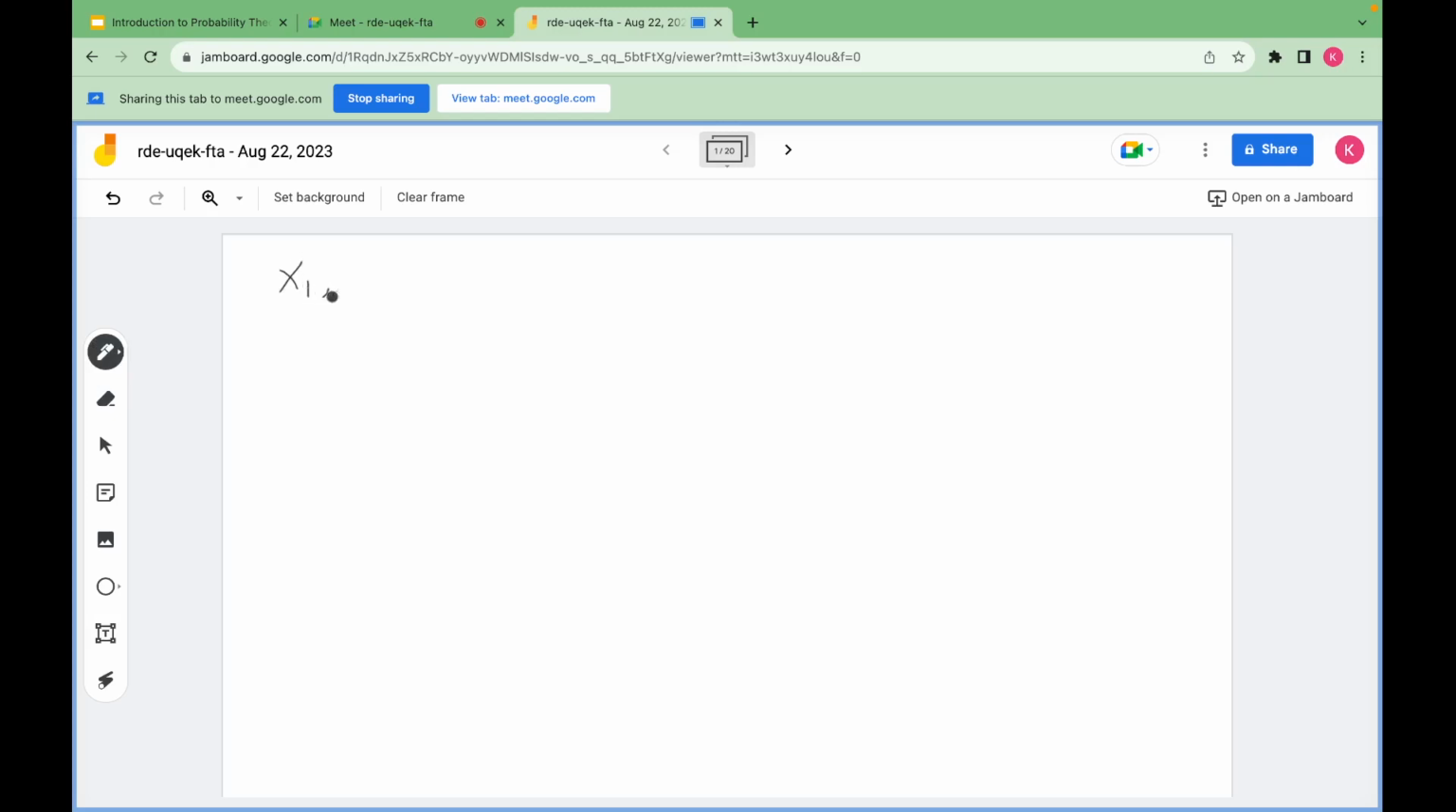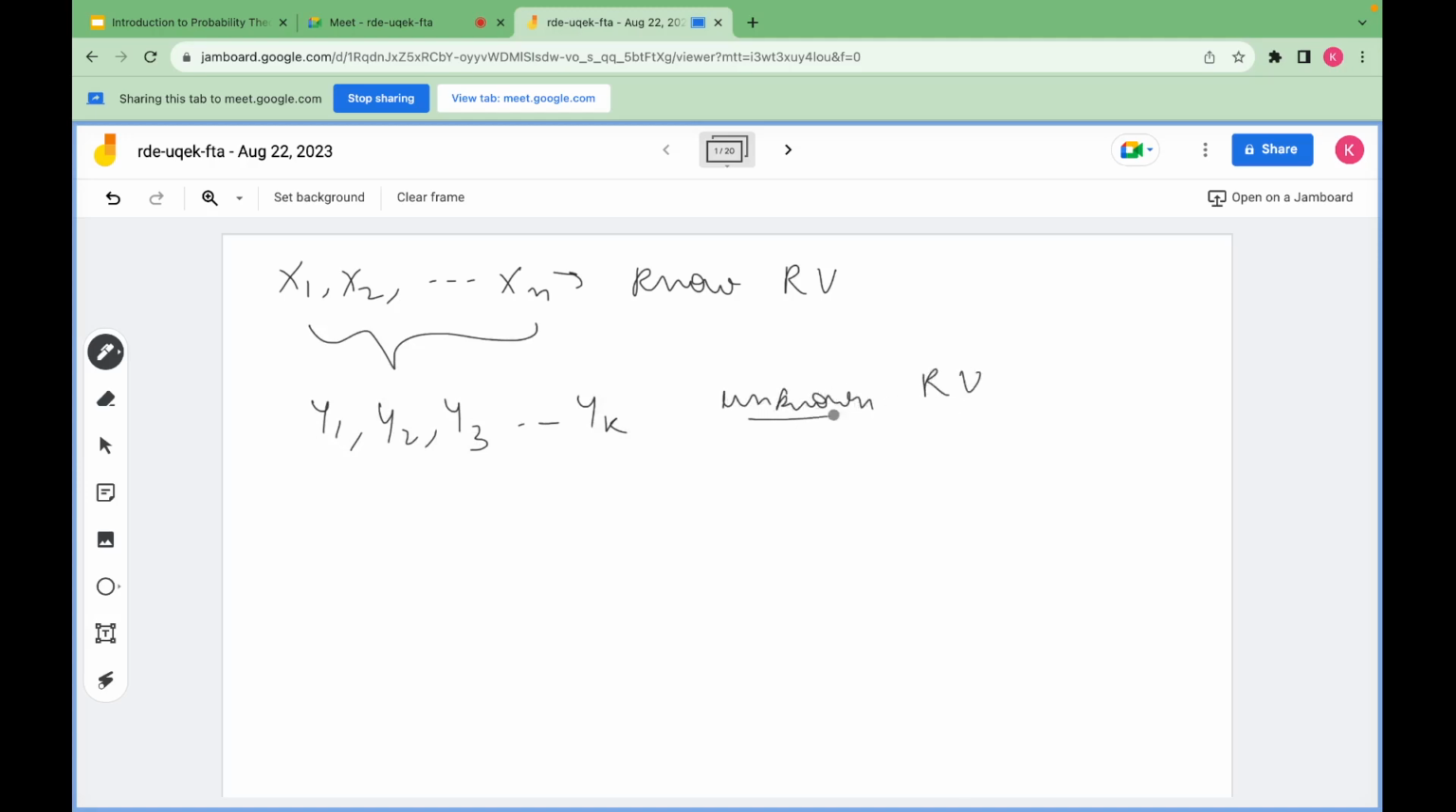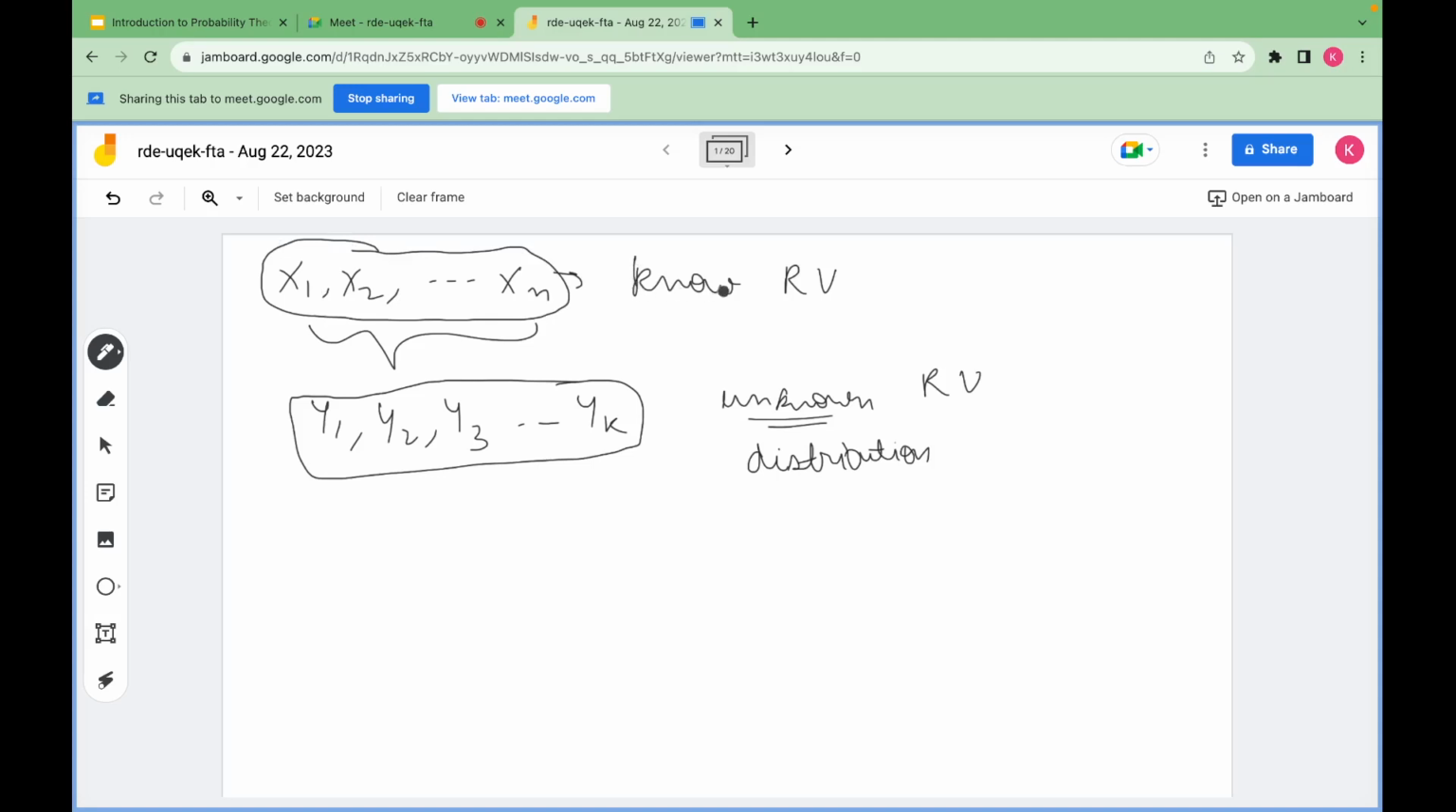Let's suppose we have random variables x1, x2 till xn. So these are known random variables. Now from this we need to find new random variables. These are unknown random variables. Unknown means their distribution is unknown. So we need to find the distribution of these y1, y2, y3 to yk, which are related to these random variables whose distribution we already know.